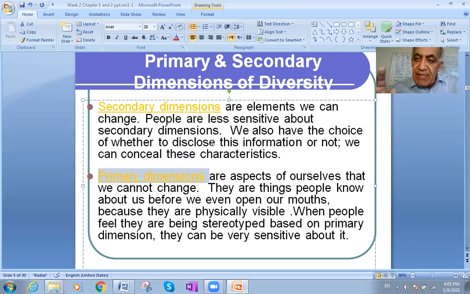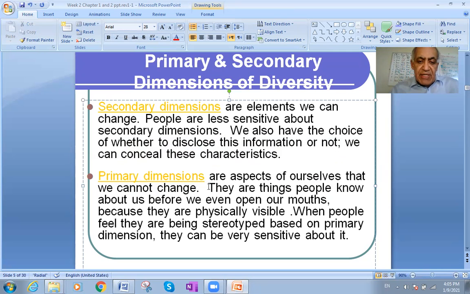The secondary elements of diversity, which are a part of this culture we are living in nowadays, are things that we can change. You mean that we can change the culture? Yeah, culture can be changed, but it needs a long run. It needs a long way to do that.